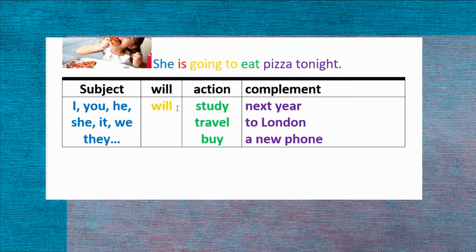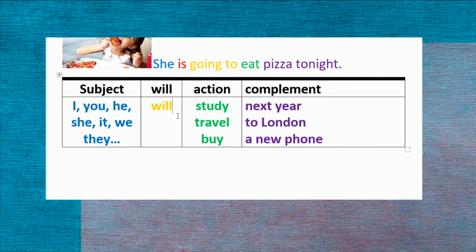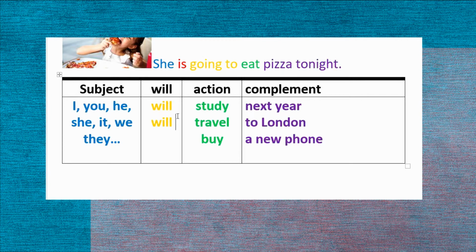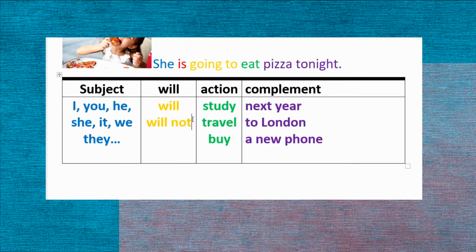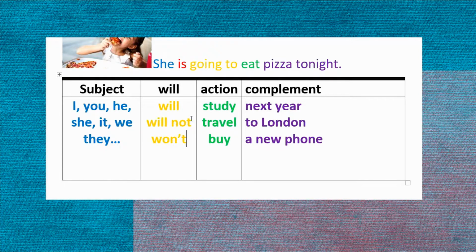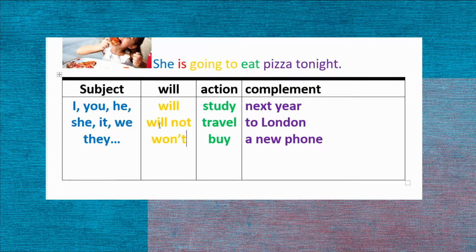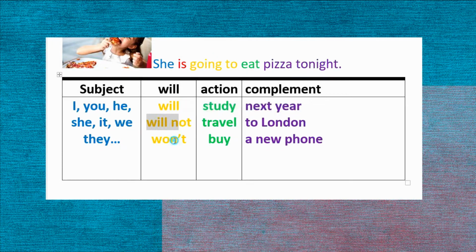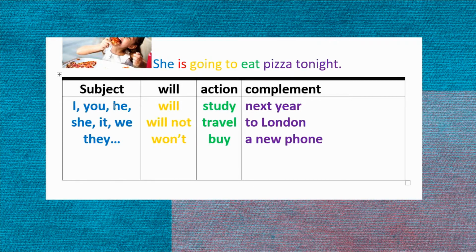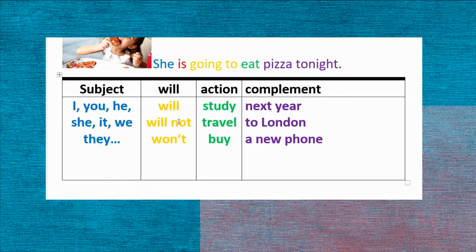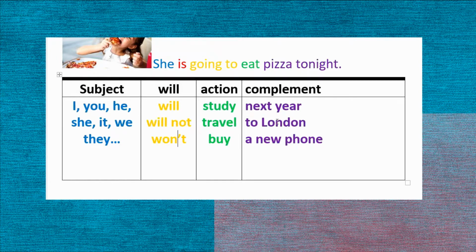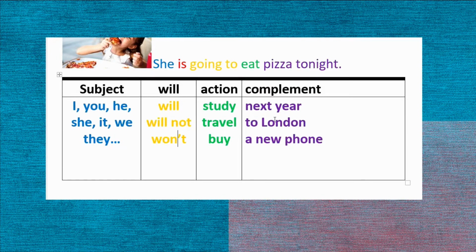With will, I use also the negative after will. So I will say will not. Or I can say won't. Won't is the contracted form of will not. So I will travel to London. I will not travel to London. Or I won't travel to London.